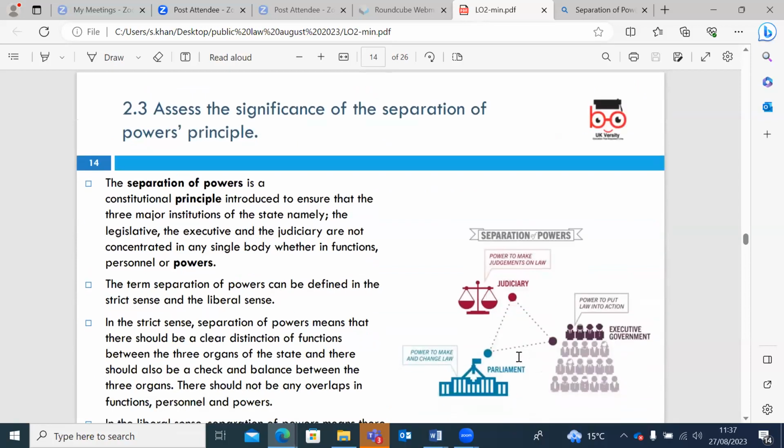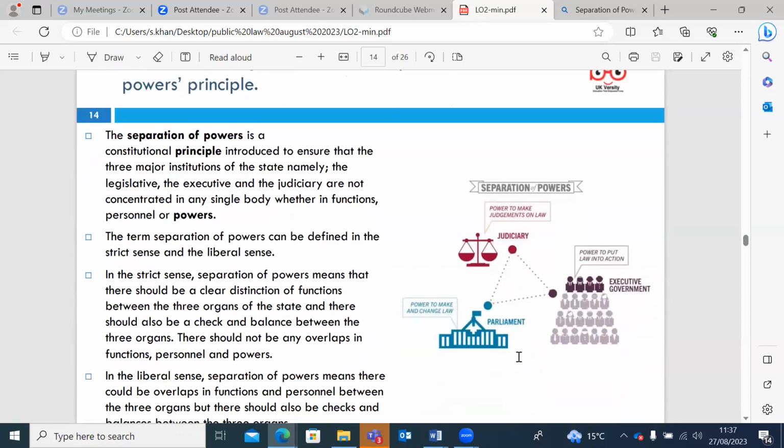2.3, assess the significance of the separation of powers principle. The separation of powers is a constitutional principle introduced to ensure that three major institutions of the state, namely the legislative, the executive and the judiciary, are not concentrated in any single body, whether in functions, personnel or powers. The term separation of powers can be defined in the strict sense and the liberal sense. In the strict sense, separation of powers means that there should be a clear distinction of functions between the three organs of the state, and there should also be checks and balances.